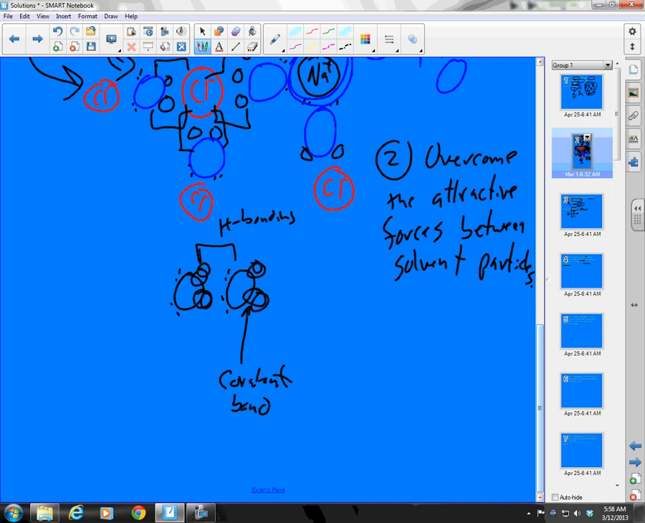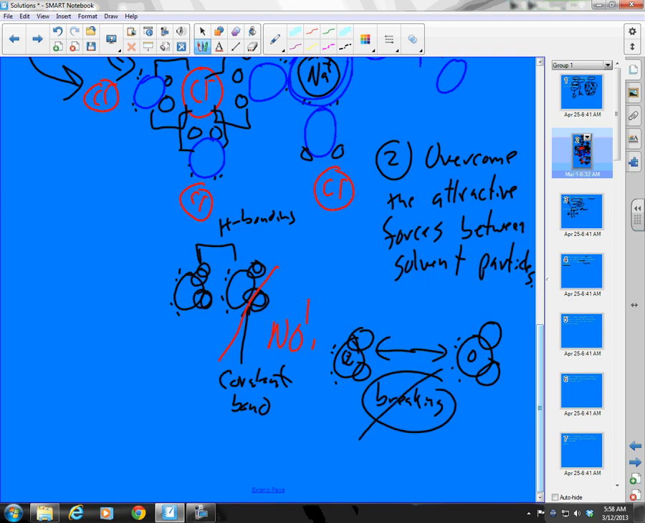Now, do I break this covalent bond when I form a solution? No. I do not break my covalent bonds. All I'm doing is overcoming my hydrogen bonding, and I'm separating one molecule from another. So I'm separating these guys, but I'm not pulling apart the hydrogens off the oxygen. That's the key: I am not breaking any bonds. No breaking of bonds here. I'm just overcoming attractive forces.